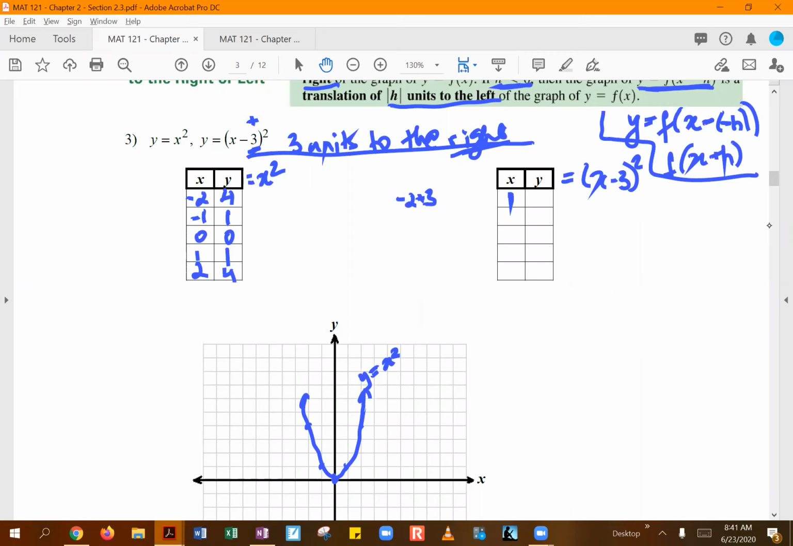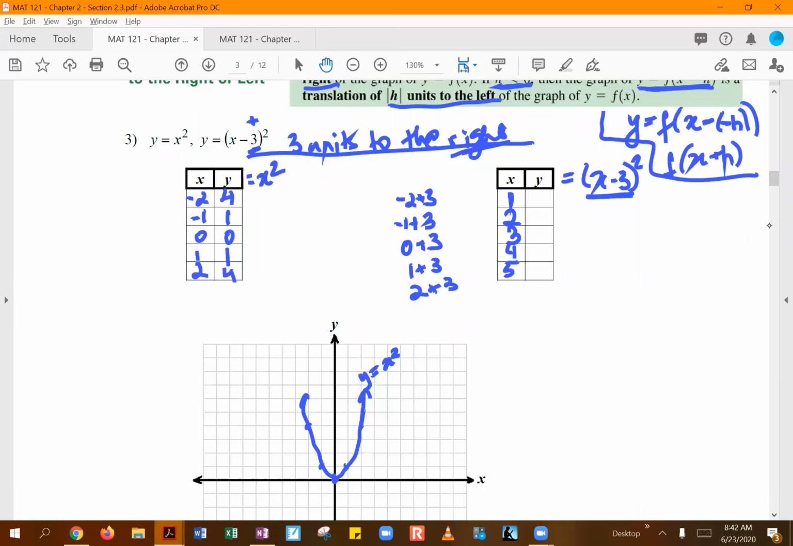I'll take my -1, same thing, add 3 to it, which will give us 2. 0 plus 3 will give us 3. Of course, 1 plus 3 would be 4, and 2 plus 3 would be 5. Now, if you use these x values, the 1, 2, 3, 4, 5, and put them into this function here, x minus 3 squared, hopefully we will see the same y values as 4, 1, 0, 1, and 4.